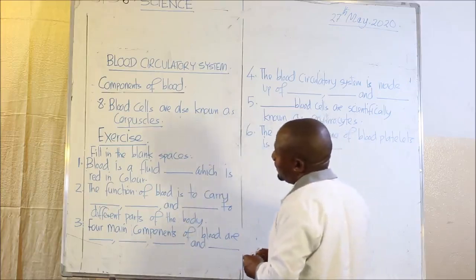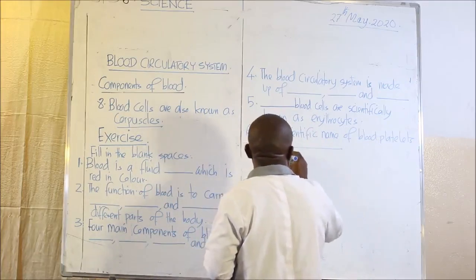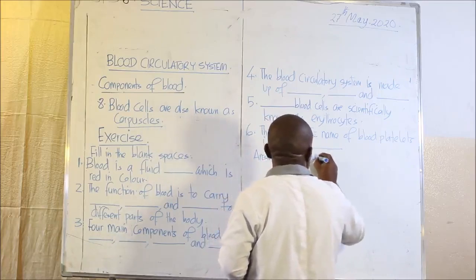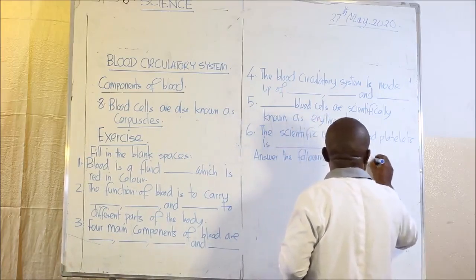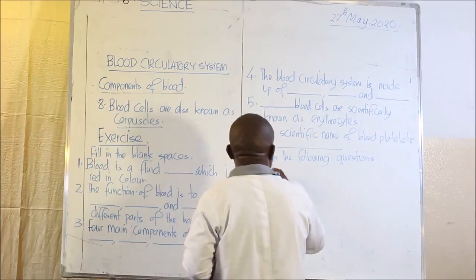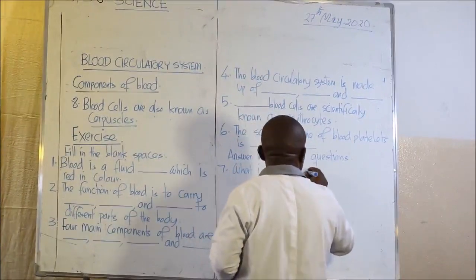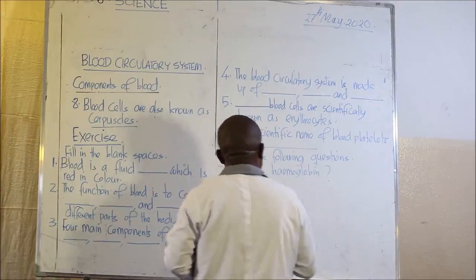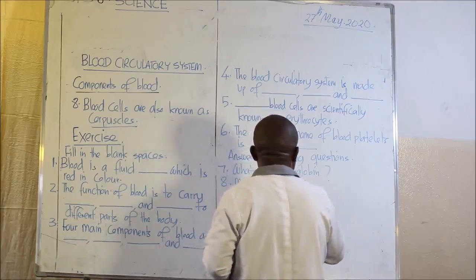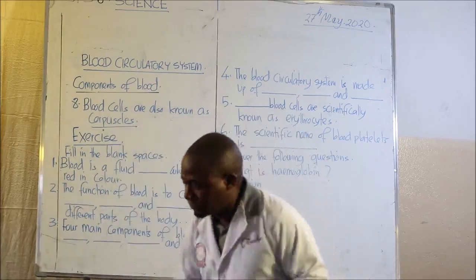Now from number 7, you answer the questions. Answer the question by either telling the meaning or defining, or listing or explaining. Answer the following questions. Okay, number 7. What is hemoglobin? Number 8. Mention the 2 components of hemoglobin.